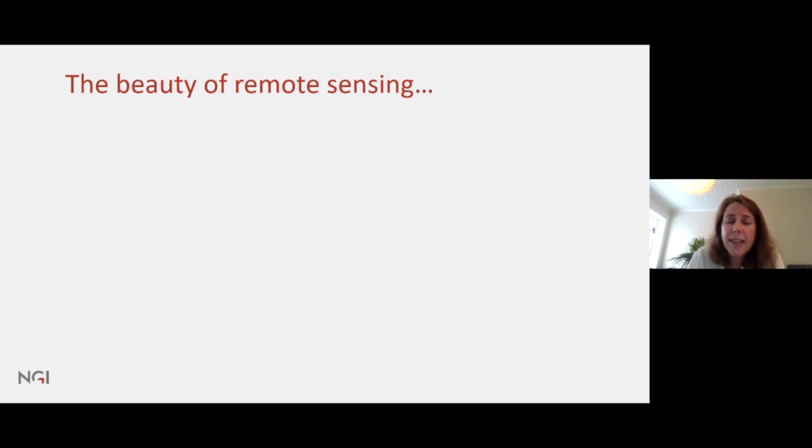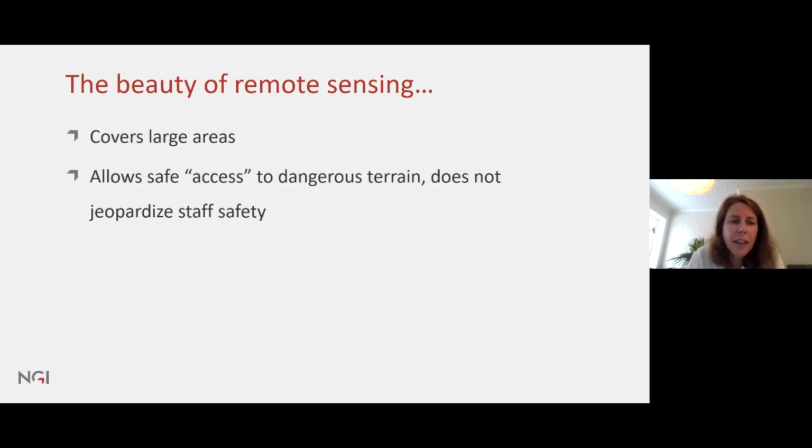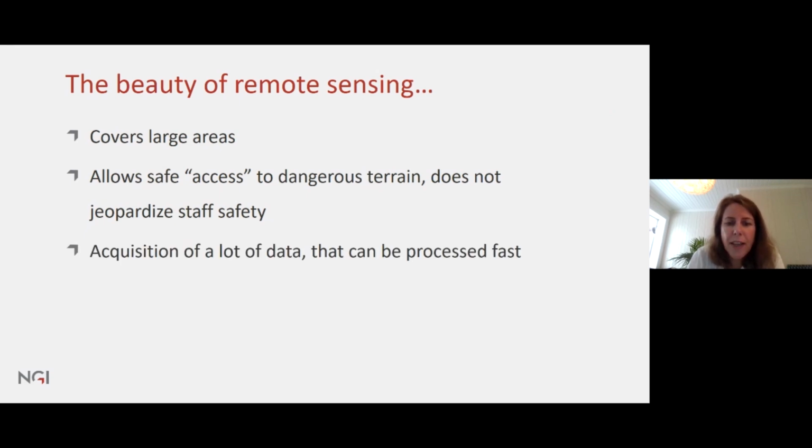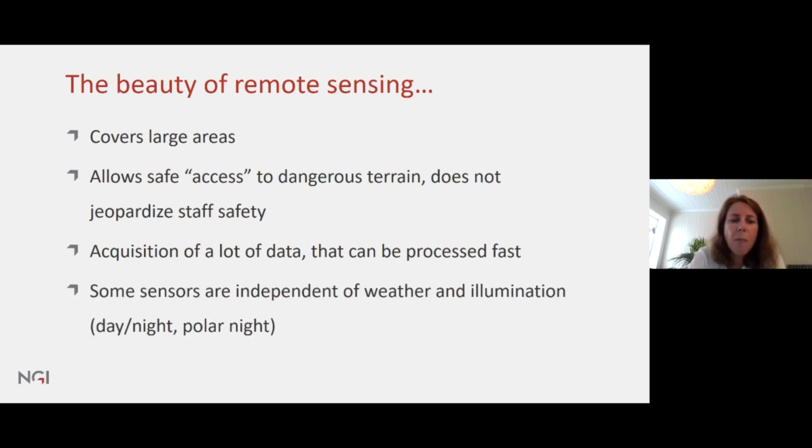The beauty of remote sensing is that you can cover large areas. It allows safe access to otherwise dangerous terrain, so it does not jeopardize staff safety. It also allows us to acquire a lot of data that can be processed fast. And some of the sensors are even independent of weather and illumination, so you can use them both during daytime and at night and during the polar night in Arctic areas.